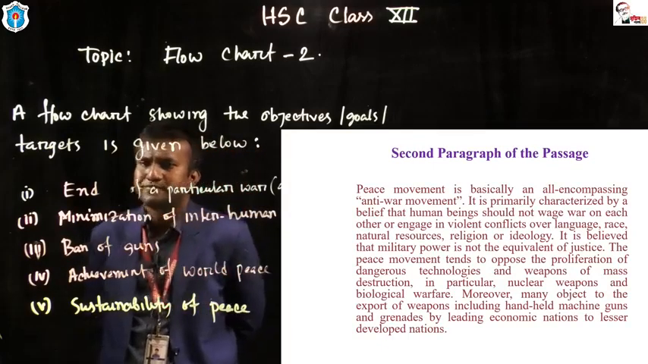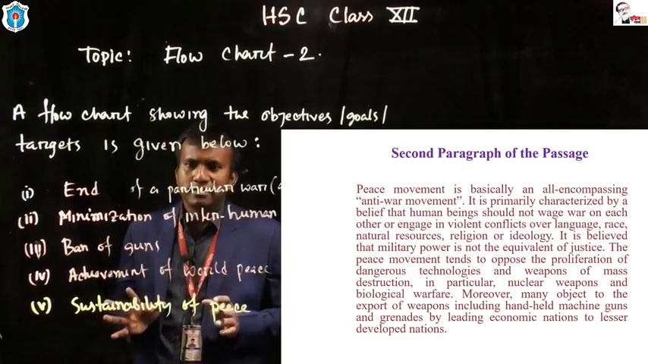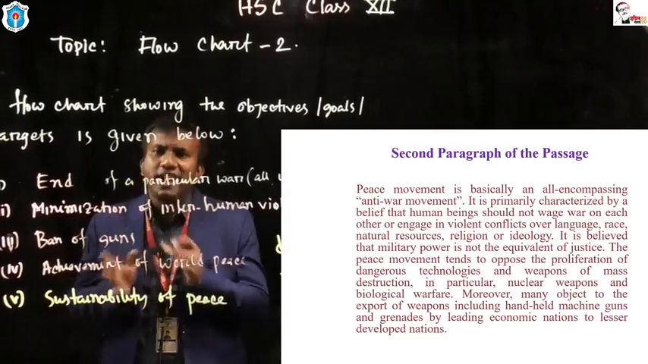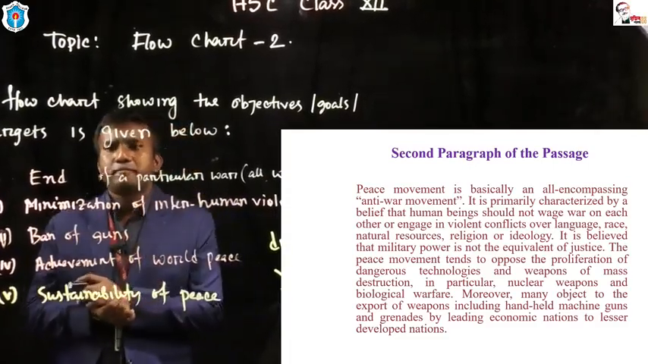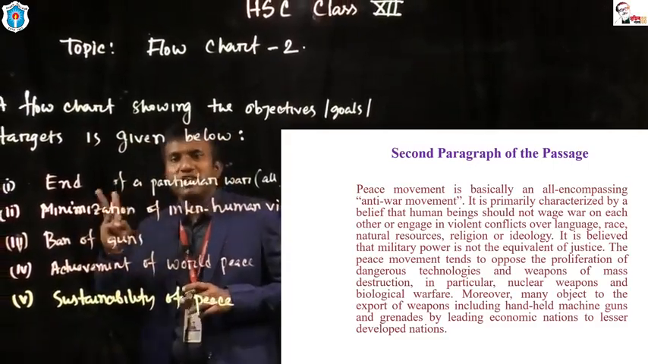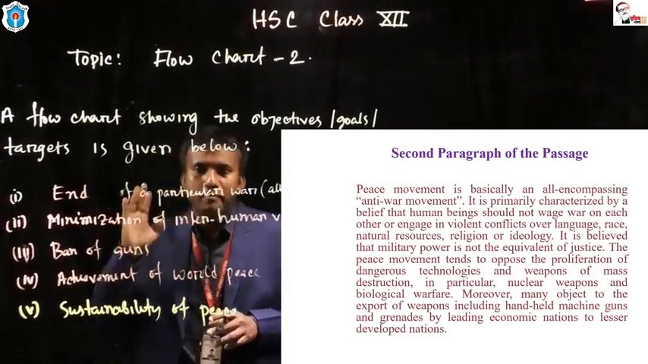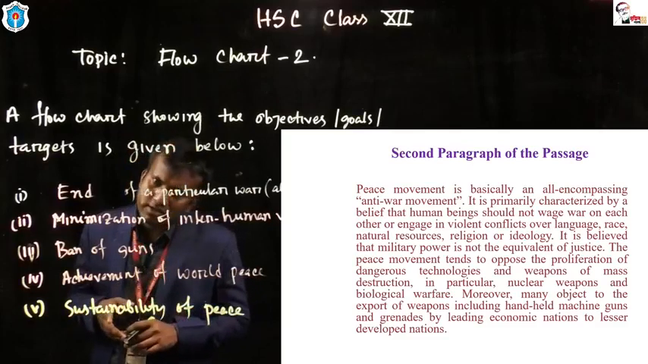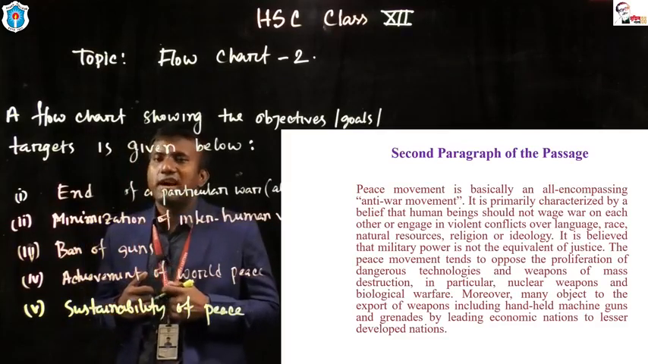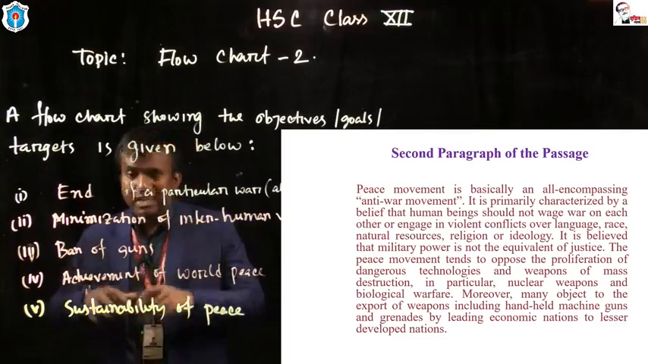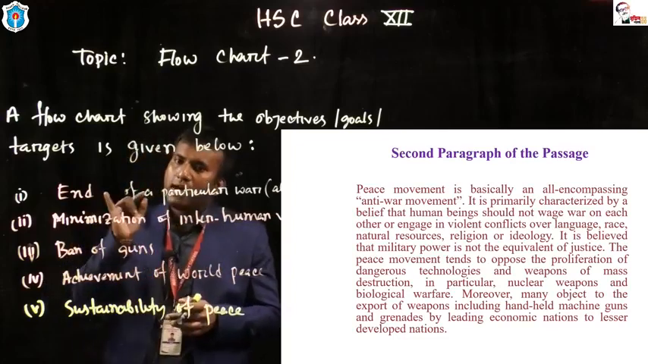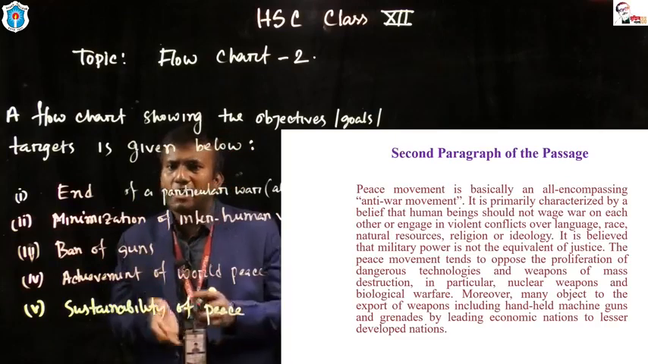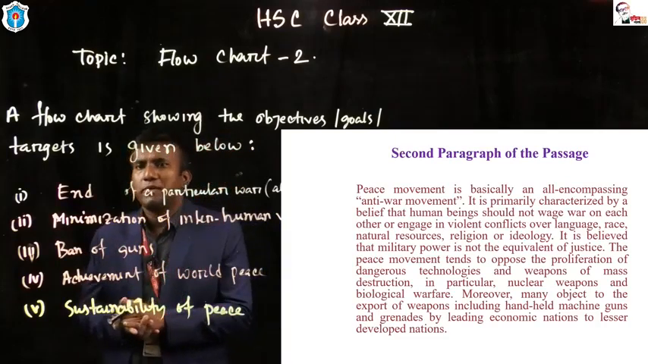What does it mean? Nowadays, the peace movement is wholly or entirely an anti-war movement. So up to this part, we have got three pieces of information about the peace movement. A peace movement is a social movement. I can say a peace movement is an anti-war movement. That's why we can combine: a peace movement is not only a social movement, but also an anti-war movement.